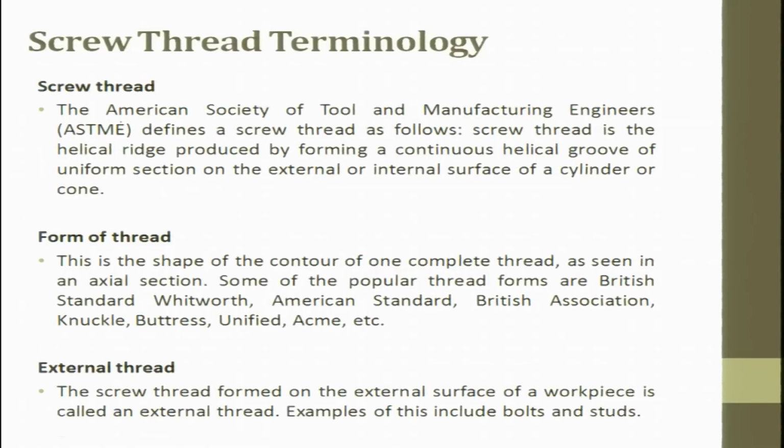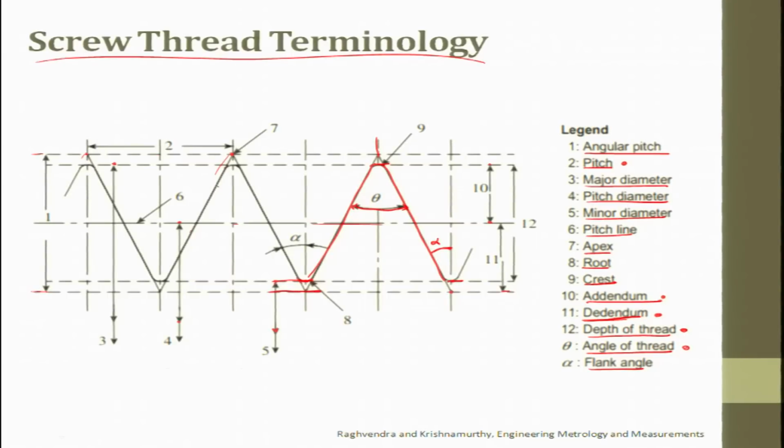Screw thread. The American Society for Tool and Manufacturing Engineers, ASTME, defined a screw thread as follows. A screw thread is the helical ridge produced by forming a continuous helical groove of uniform section on the external or internal surface of a cylinder or a cone. Okay. It is the helical ridge. This is helical, right. This is a helix, right.